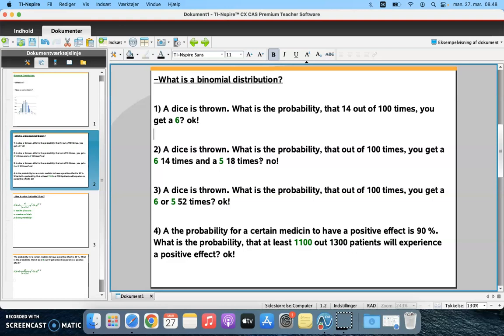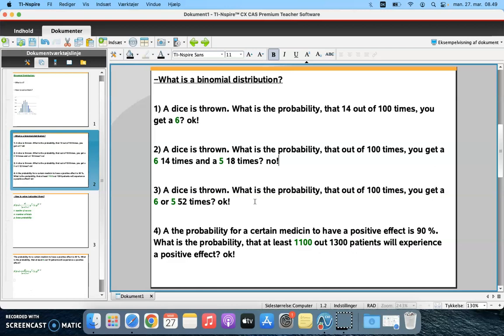The second one says a dice is thrown. What is the probability that out of 100 times you get 6 14 times and a 5 18 times and something else the rest of the times? This is not a binomial distribution since you have three different outcomes you want to calculate. You want to see how many times you get a 6, 14 times, and the probability, and what is the probability that you get the 5 18 times, and so on. So this is not a binomial distribution.